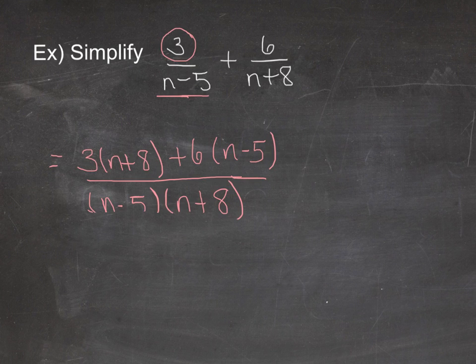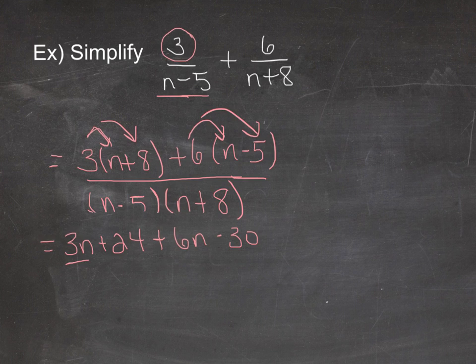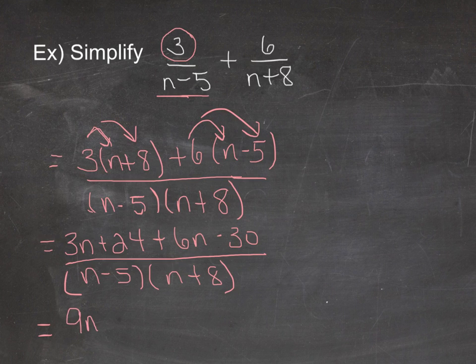Okay, and to finish simplifying, I have to distribute this constant through the brackets there, and then I'm going to collect my like terms. So I have 3n plus 24 plus 6n minus 30 all over, that should be a 5, n minus 5 times n plus 8. Okay, and then I collect my like terms, so I have 9n minus 6 over, still the same common denominator, n minus 5, n plus 8.